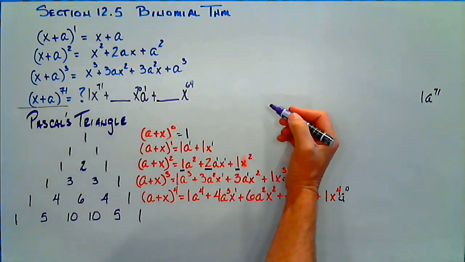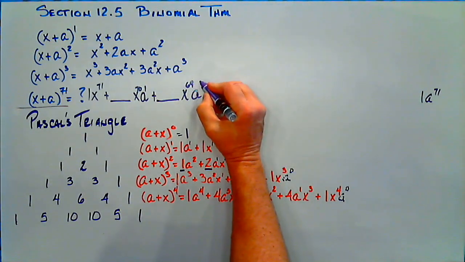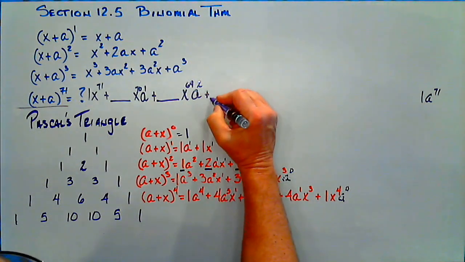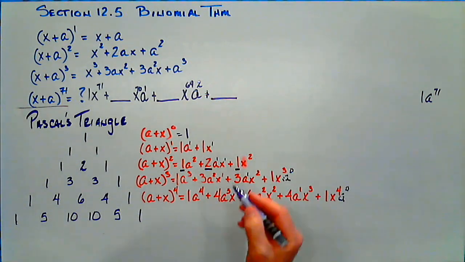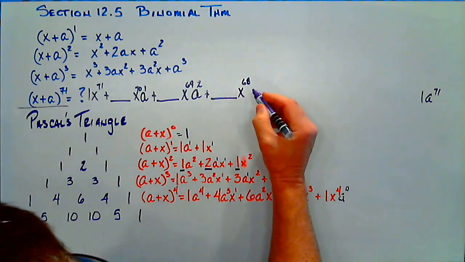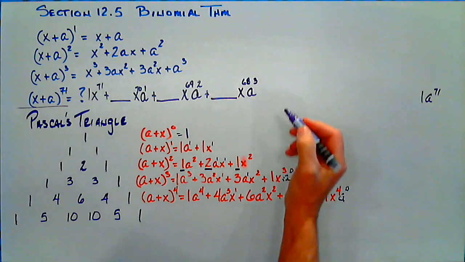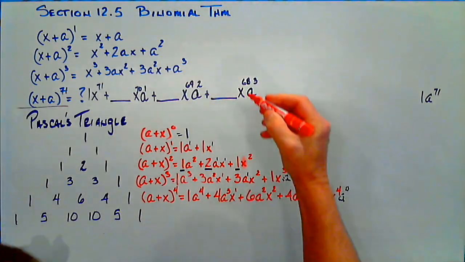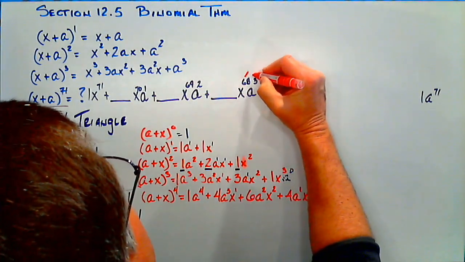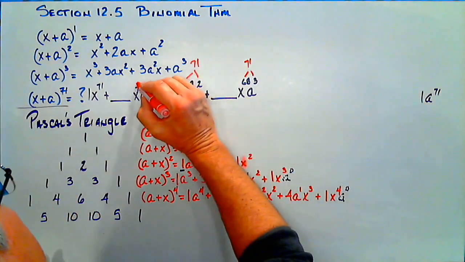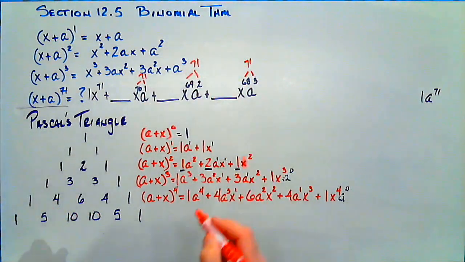X goes down by 1, a goes up by 1. For the next term, again, we don't know the coefficient, but we can keep doing this, right? We have this pattern that we can follow. We know every time we write down one of these terms, their exponents have to add to 71, don't they? This adds to 71, this adds to 71, this adds to 71.